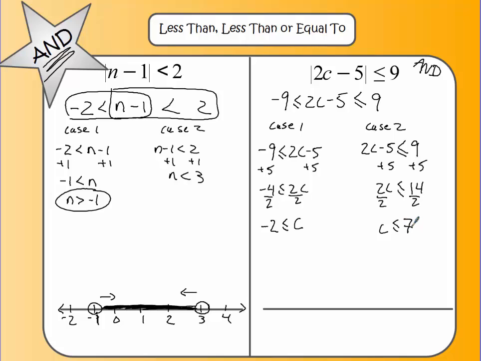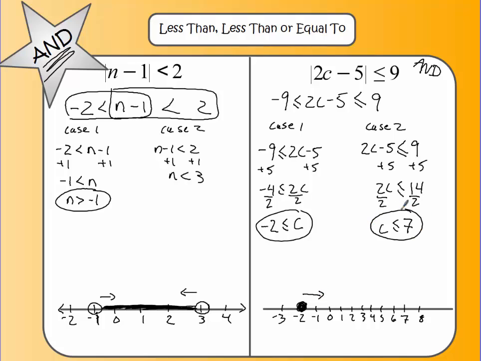So let's come down to the number line and graph this. So I have 7 somewhere over here. I have negative 2 somewhere over here. So negative 1, 0, 1, 2, 3, 4, 5, 6, 8 would be here. Negative 3 would be here. Let's start with this one. Negative 2 is less than or equal to c. So I'm going to put a closed dot at negative 2. And I want values that are, well, let me try something. So let's try negative 3. Is negative 2 less than or equal to negative 3? Nope, negative 2 is more than negative 3, so I want to go away from negative 3. I want to go this way.